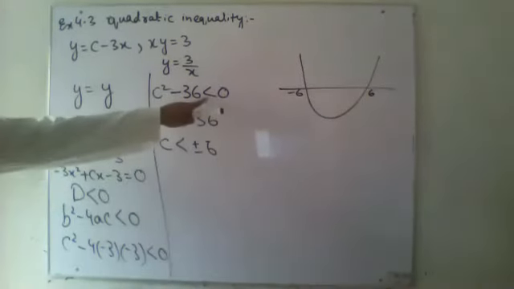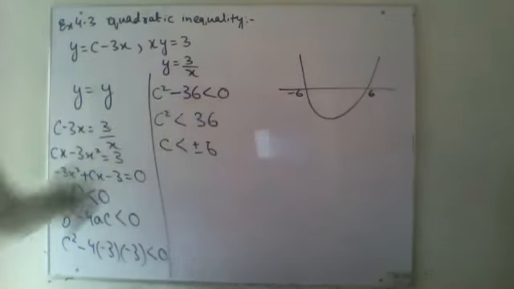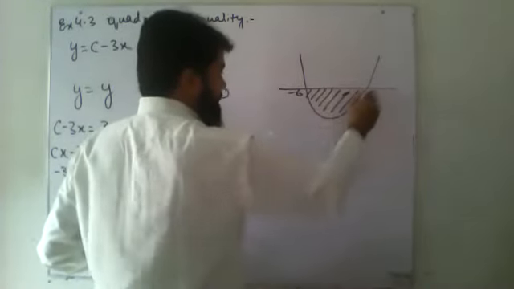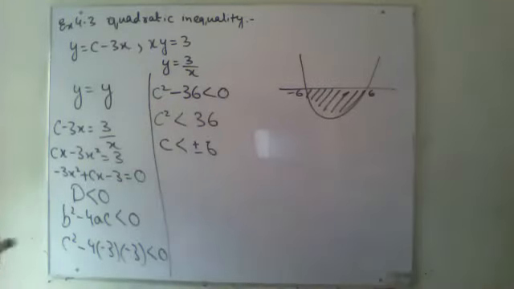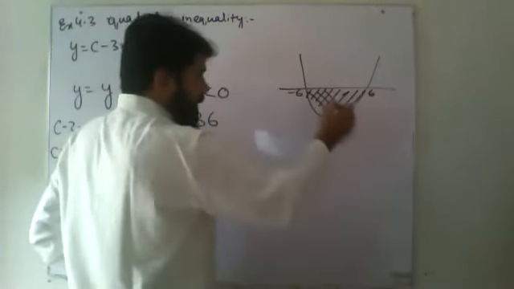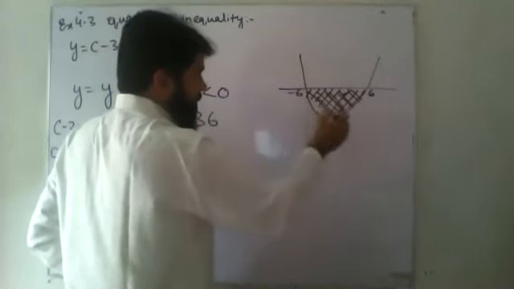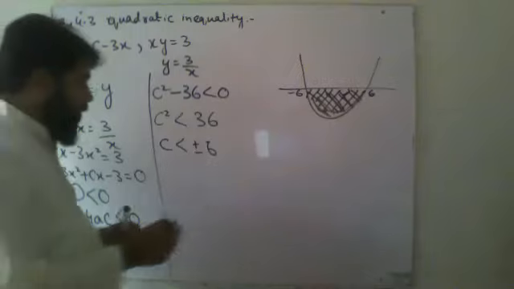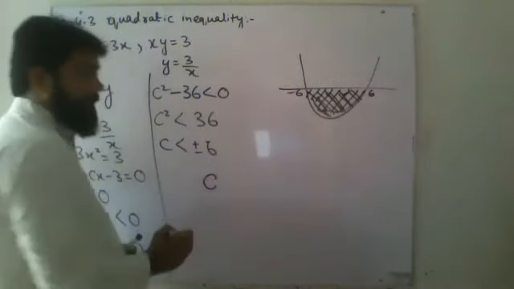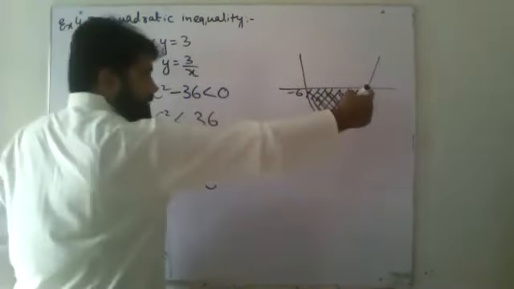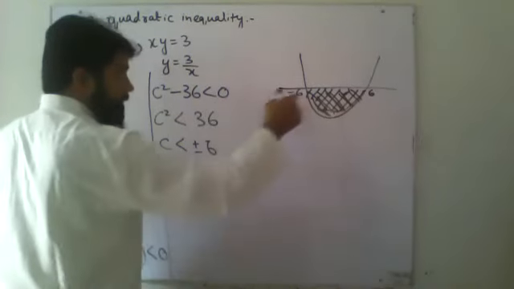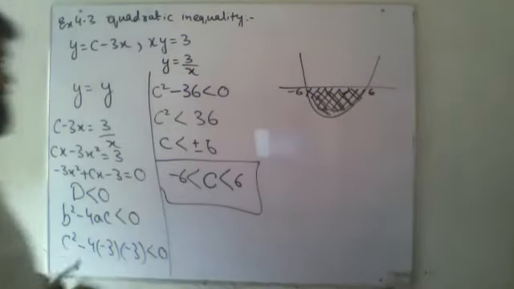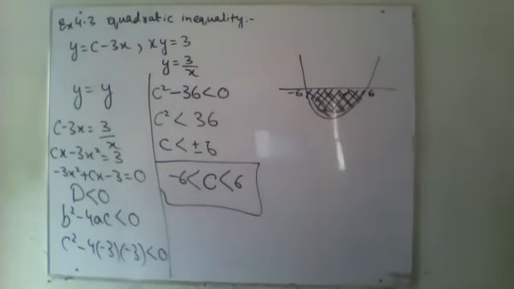Now, when I start from here, it was lesser than 0. Lesser than 0 means 1, 2, 3, 4, 5, 6, 7. Okay, everything is shaded below this one. I have shaded it below the x-axis and it is in a connected form. So, c I will write over here. C is lesser than 6 and c is greater than minus 6. That's how you are going to write your answer.